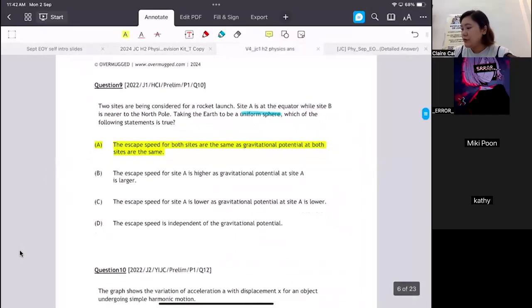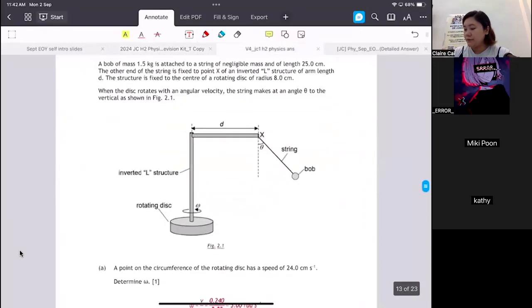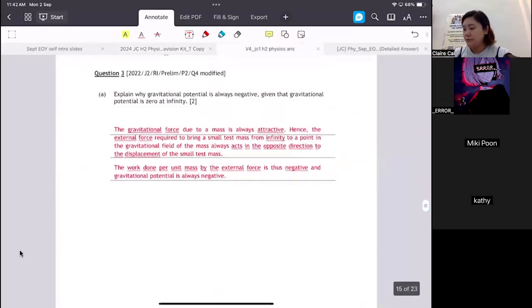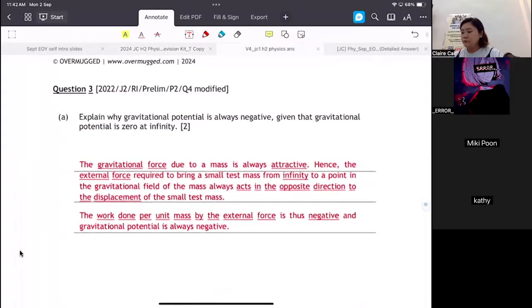Okay, so now let's go to question number 3 of the free response questions. But again, no need to copy down. Same thing, I will show you guys the answer key later. But I said this one will be one of the commonly tested questions.